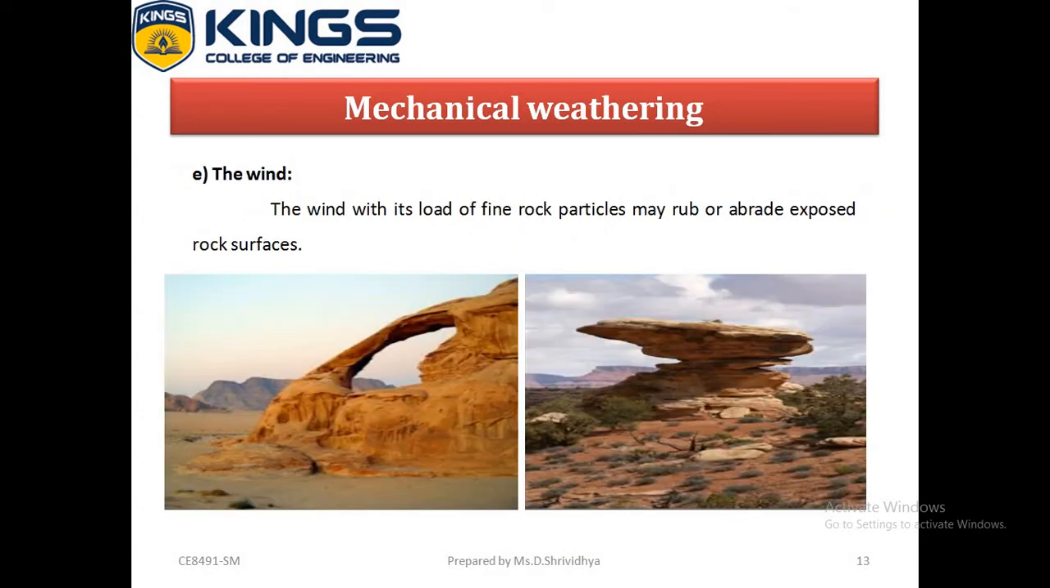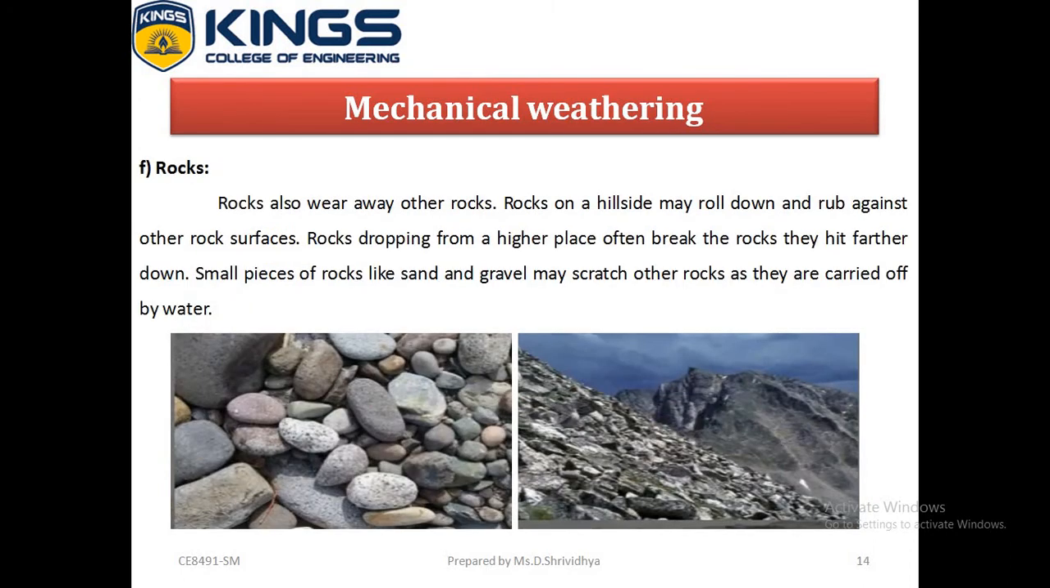Next, see the wind. The wind with its load of fine rock particles may rub and abrade exposed rock surfaces. The picture shows how the wind is involved in the weathering process of the rock. It breaks into small pieces and forms the soil on the earth's surface.